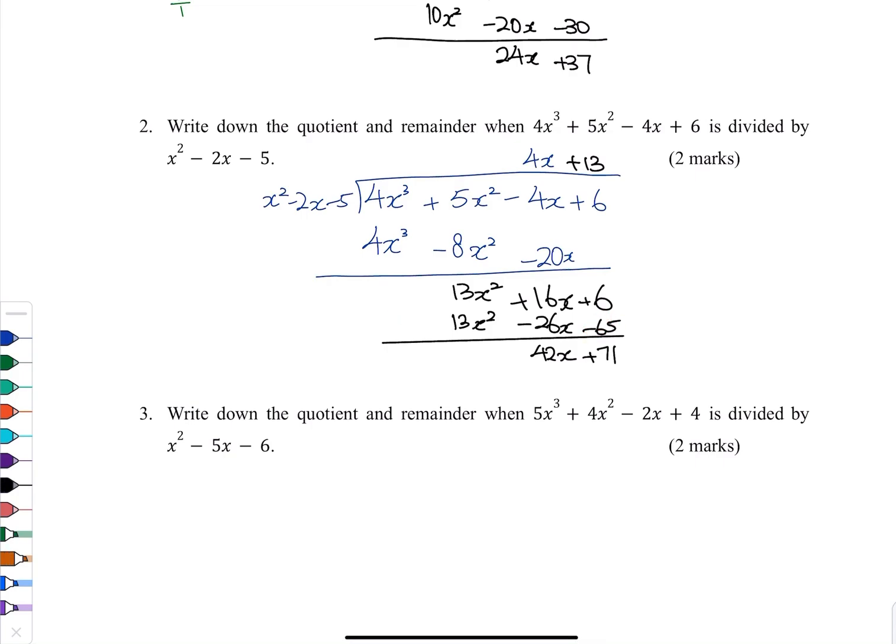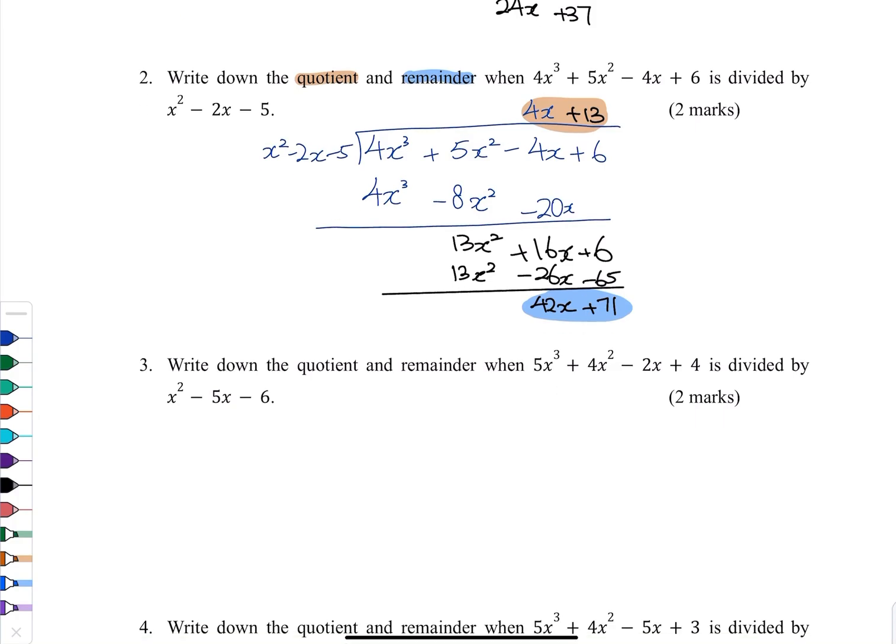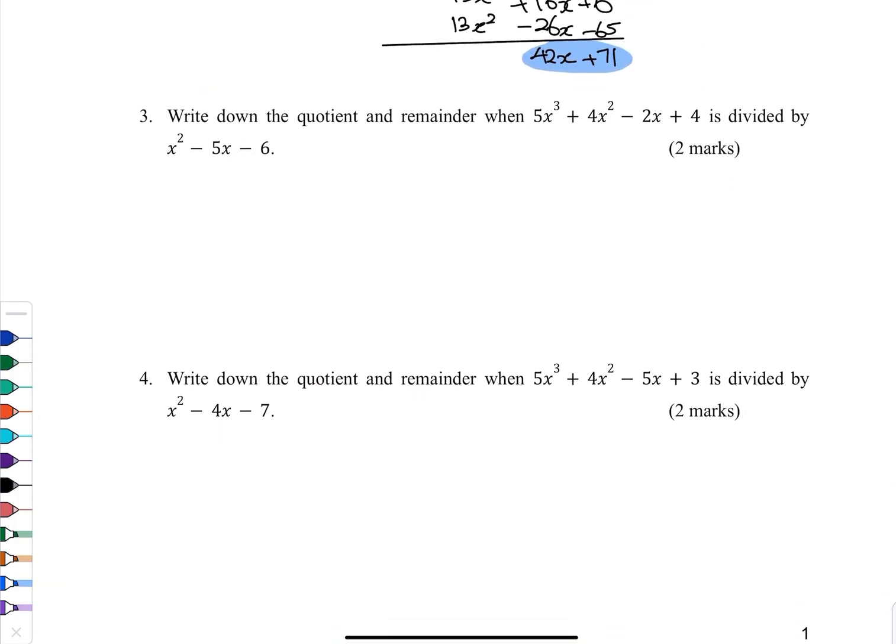So your quotient is this one, and your remainder is here. So remainder is in blue and quotient is in orange. That's very good, right? So let's just continue. We have 2 more long divisions.